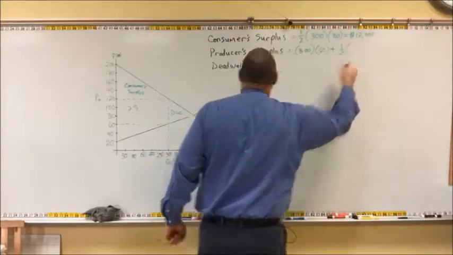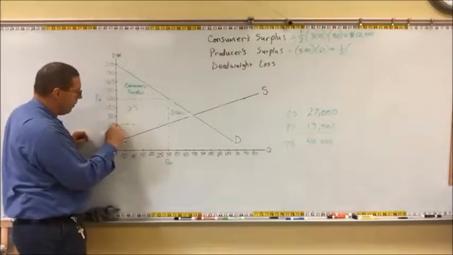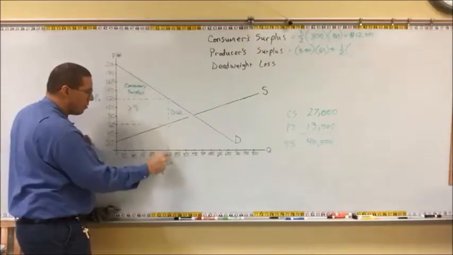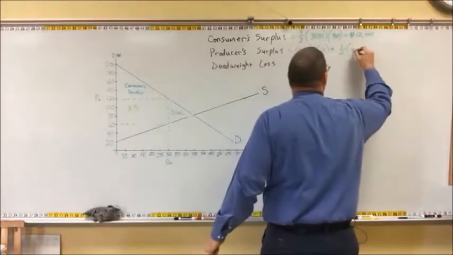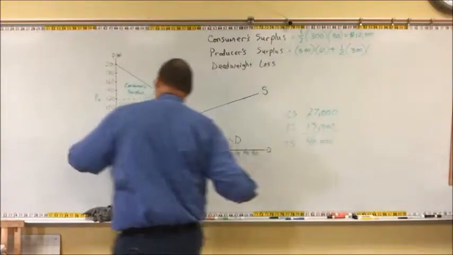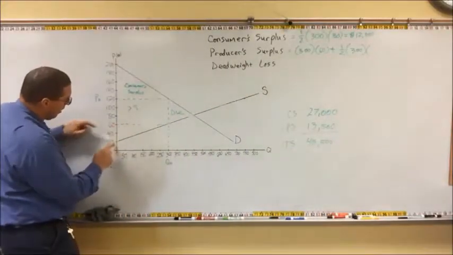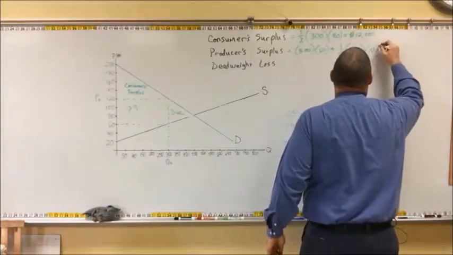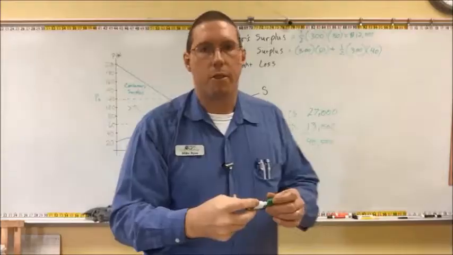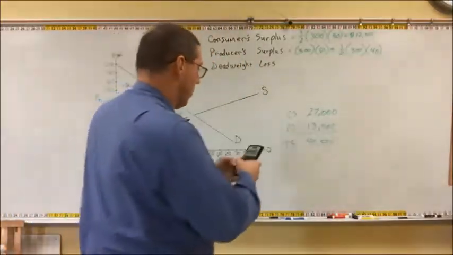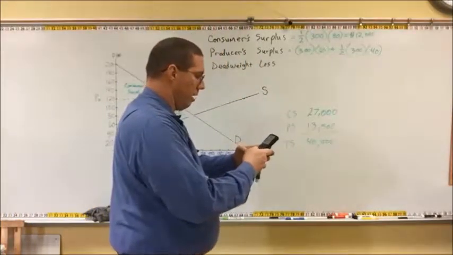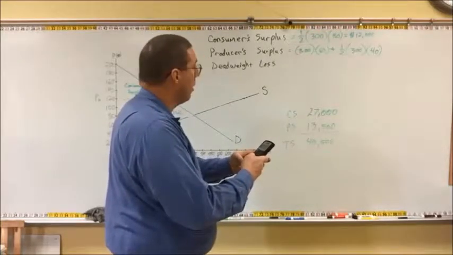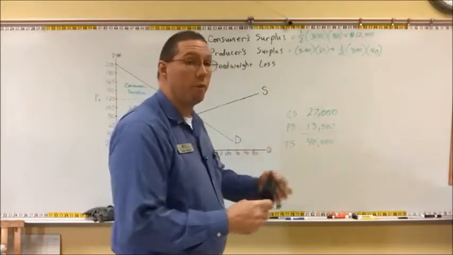plus the triangle. That's going to be 1/2. And now look, the triangle here, here's the base, still it's above it. The base is 300. But now the height of this little triangle only goes from 20 up to 60. 60 minus 20 is 40, right? So that's 40. And so now when we calculate this, that'll be the producer's surplus. Okay, so we're going to do 300 times 60 plus 1/2 times 300 times 40. And that gives us 24,000.